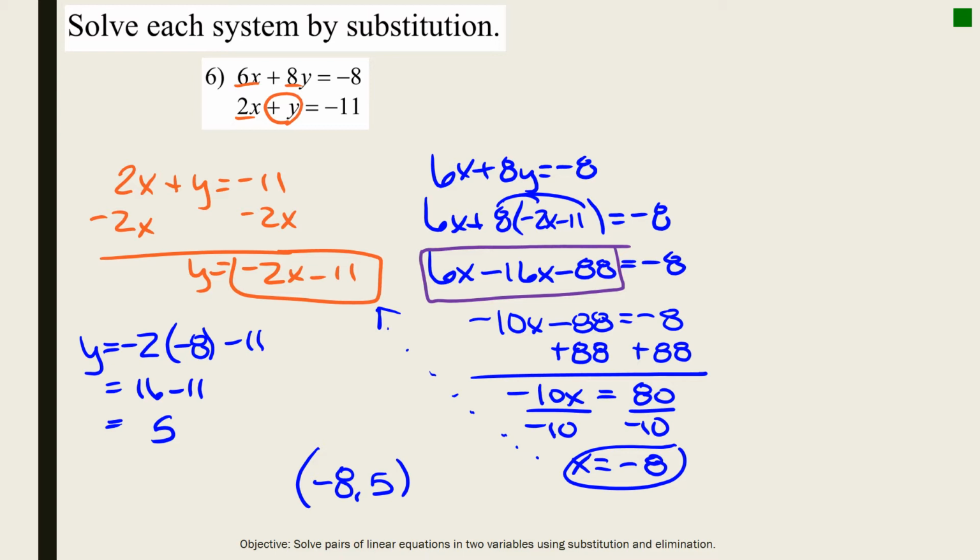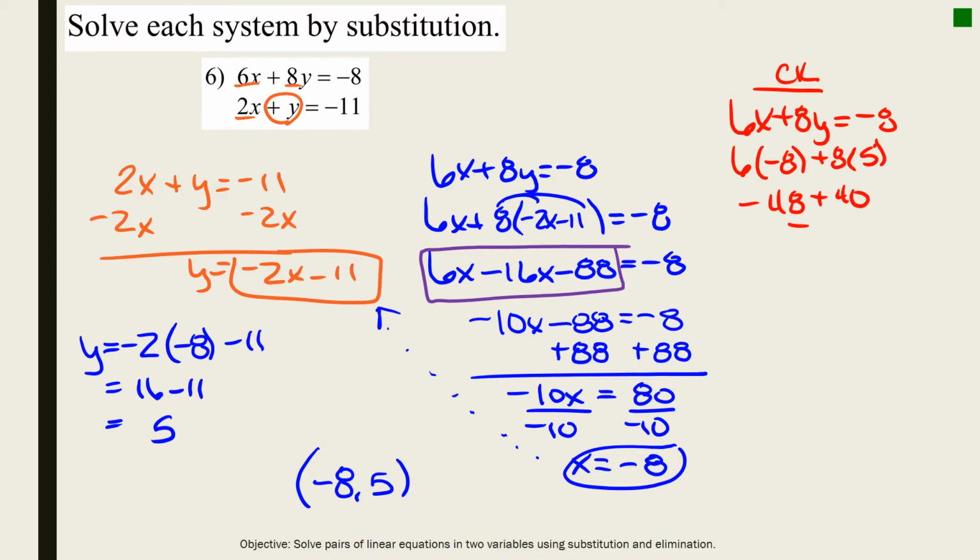Let's check it. So over here for my check, I've got 6x plus 8y. I want to see if that equals -8. So 6 times -8 plus 8 times 5, -48 plus 40, -8. Hallelujah!